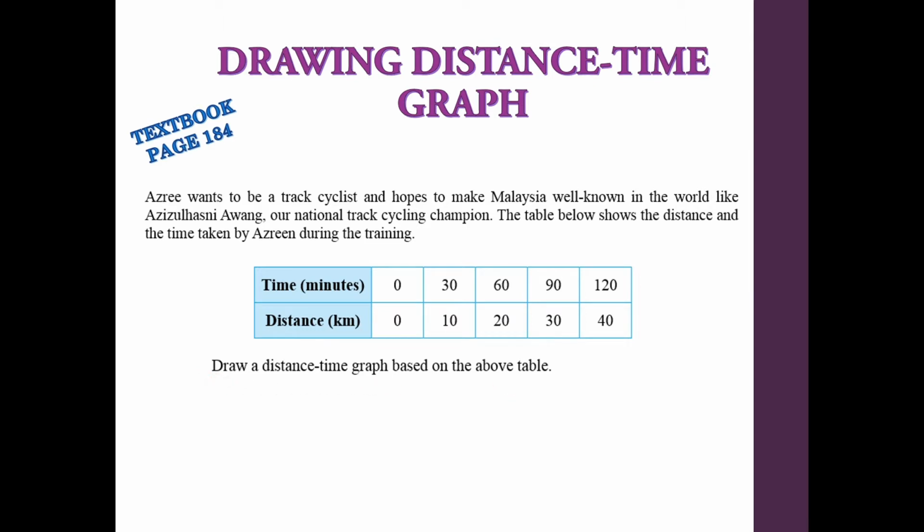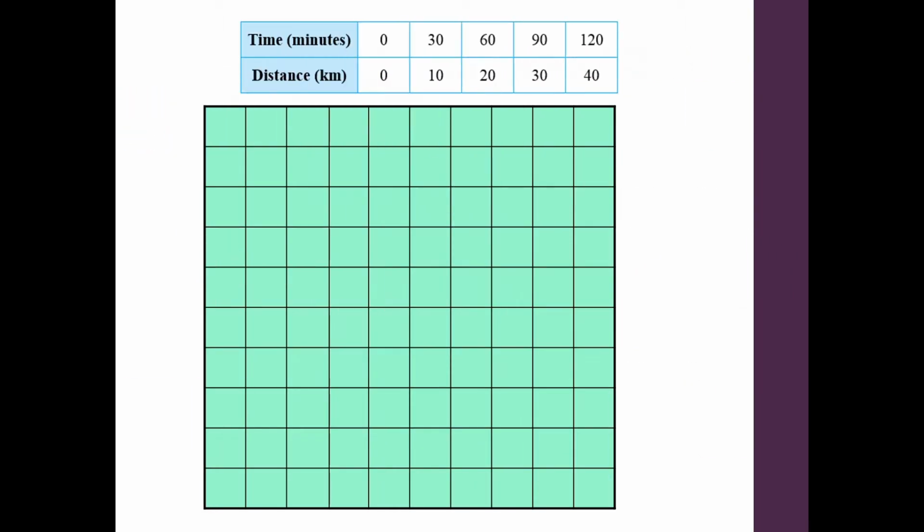To draw a graph, the first thing that we have to have is the data. Sebelum kita lukis graph, benda pertama yang kita kena ada adalah data lah. But in this question we already have the data, so we continue in drawing the distance time graph. From the data given, always check the given values and data. The given here is time in minutes and distance in kilometers.